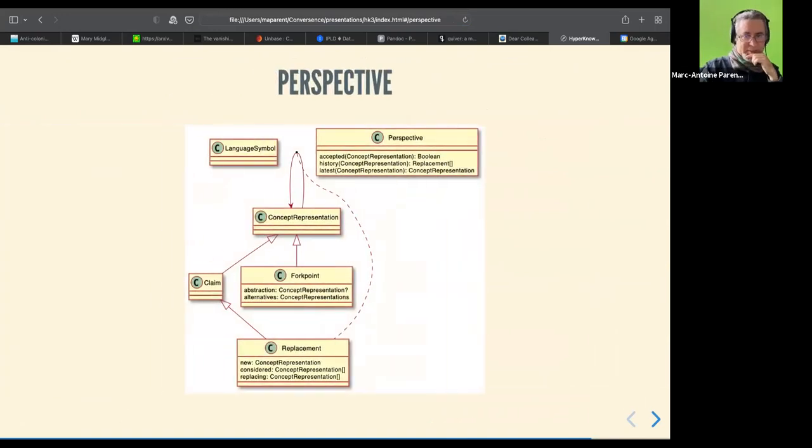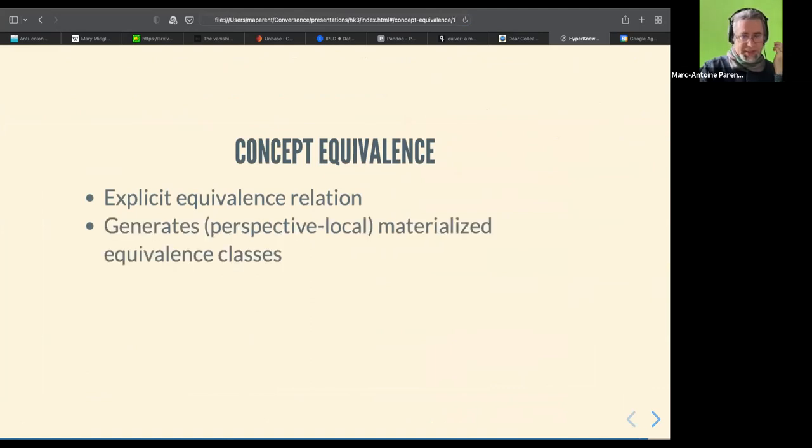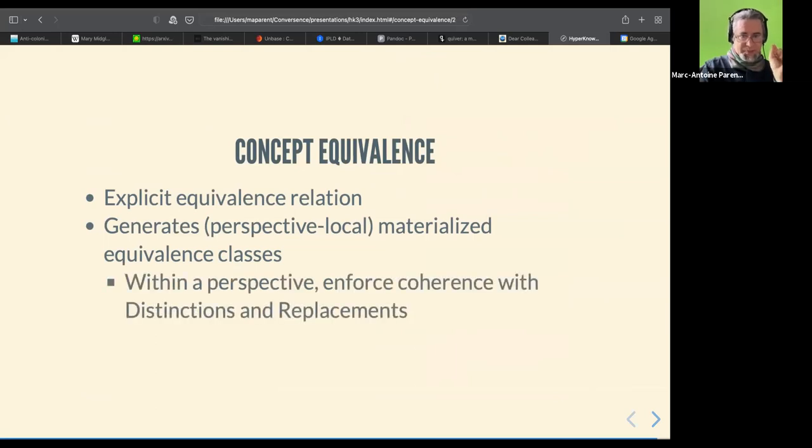Okay, so this is much better. So we have an explicit equivalence relation, as I said. It generates perspective-local, again, materialized equivalence classes. And within the perspective, we can enforce coherence of those equivalence classes with the distinctions. No two equivalent concepts should have a distinction. And replacements, if I'm replacing, well, it depends on the kind of replacement, but I'm probably kicking the old concept from the equivalence class, because the whole point of making a replacement is saying this is better than that.